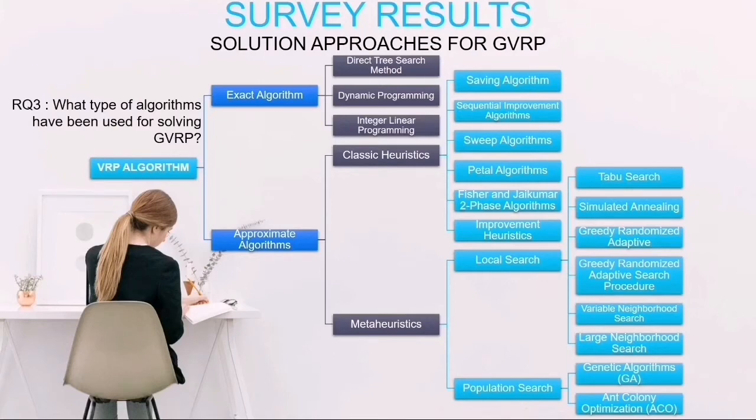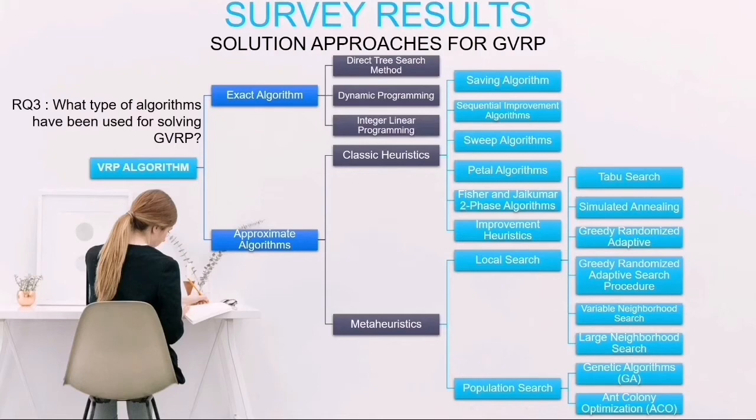There are a few major classes in classical heuristics, which are savings algorithm, sequential improvement algorithm, sweep algorithm, petal algorithm, Fisher and Jaikumar two-stage algorithm, and improvement heuristic. Meta-heuristic handles more detailed solutions which are able to produce excellent results. There are two categories of meta-heuristic, territorial search and population search.